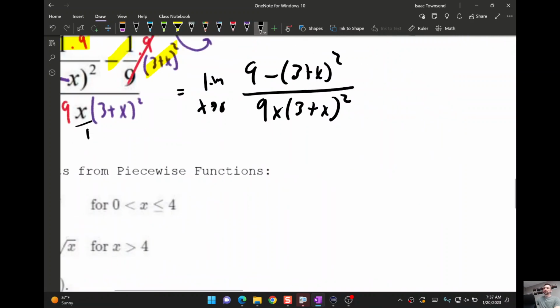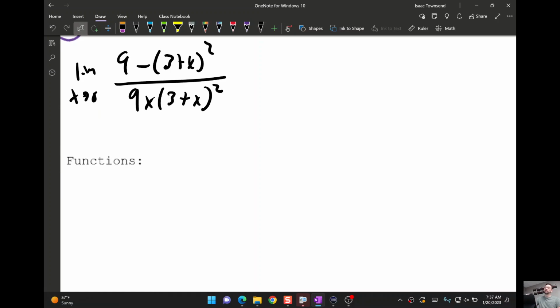Now, I think we saw something similar to this a few days ago, so this is good to see if you fell into this trap. But I know it's tempting to cancel out maybe the 9s and maybe cancel out the 3 plus x squareds, but you can't do that. You can only cancel out factors, which are things that are being multiplied. You cannot cancel out terms, things being added or subtracted.